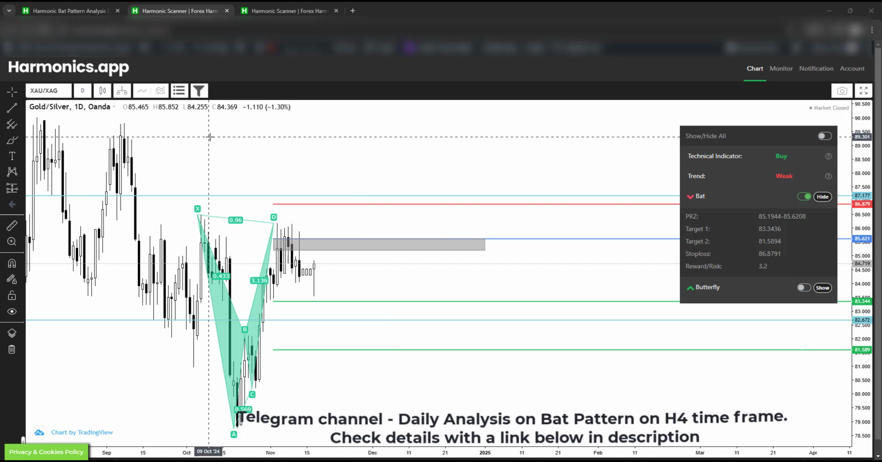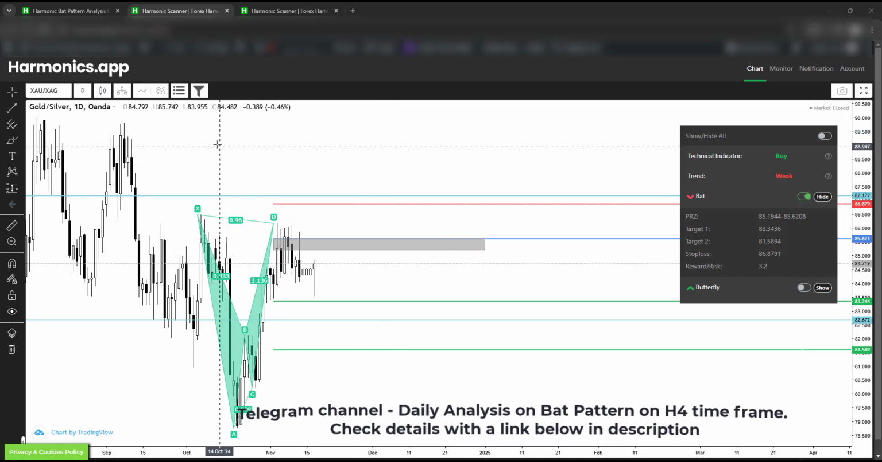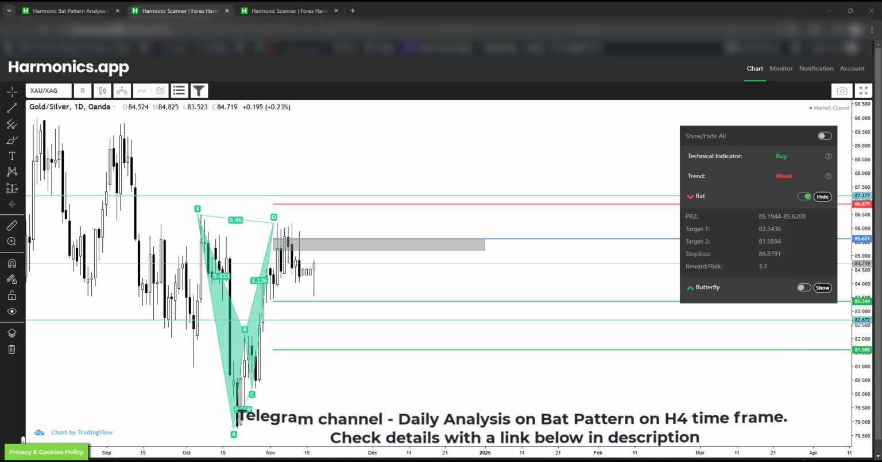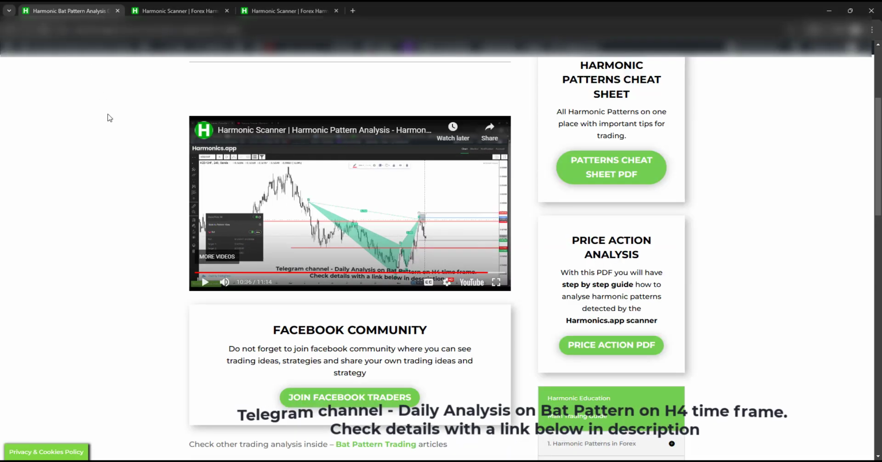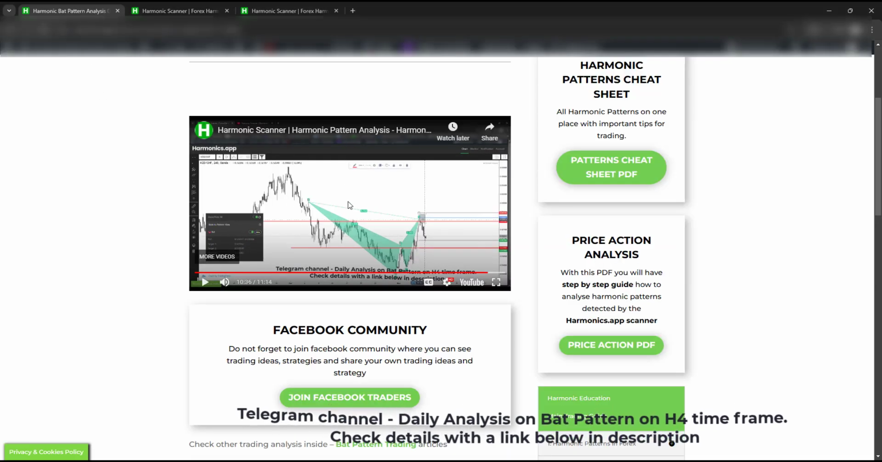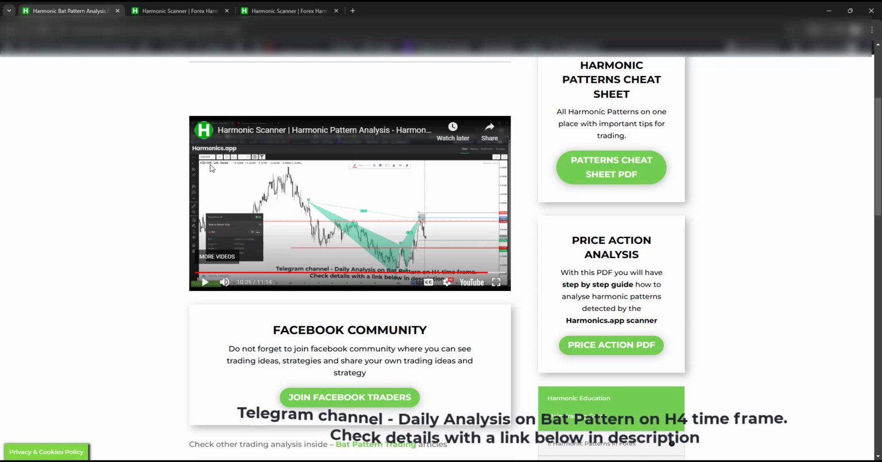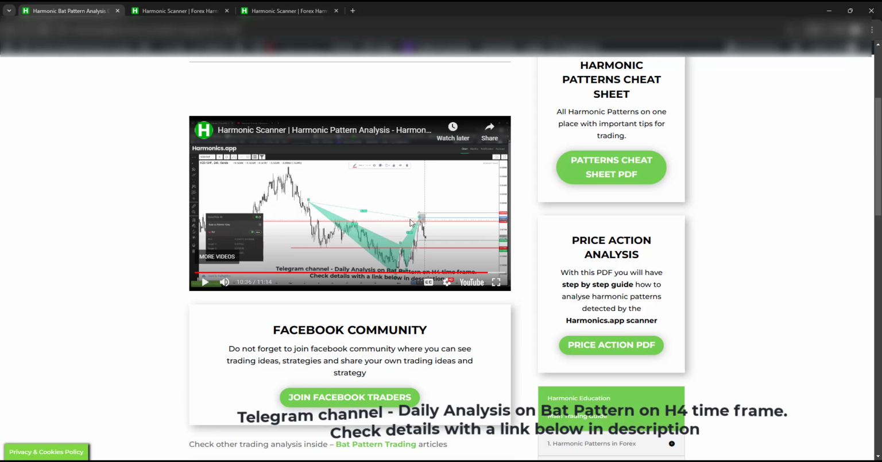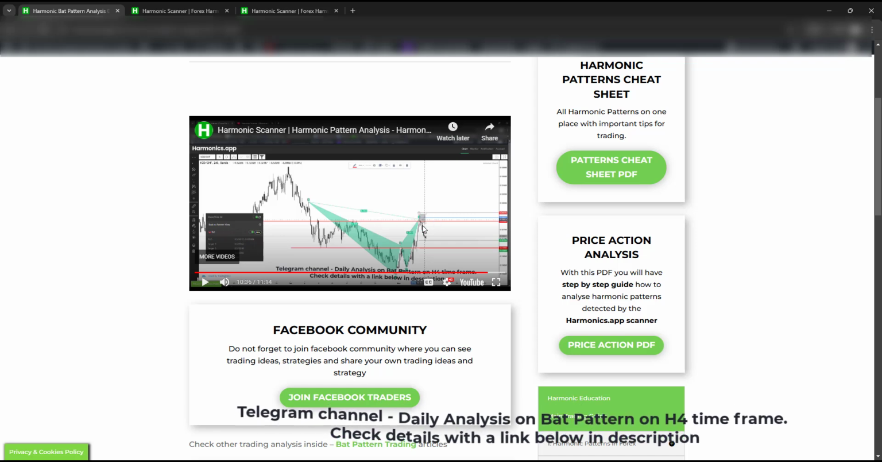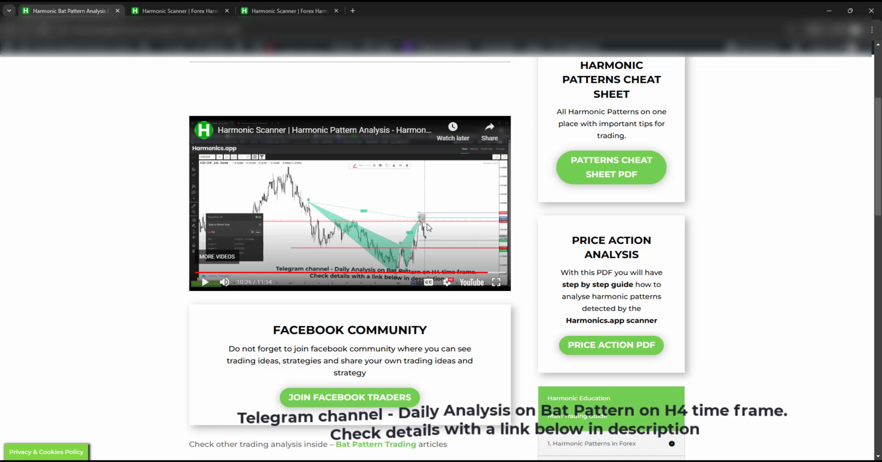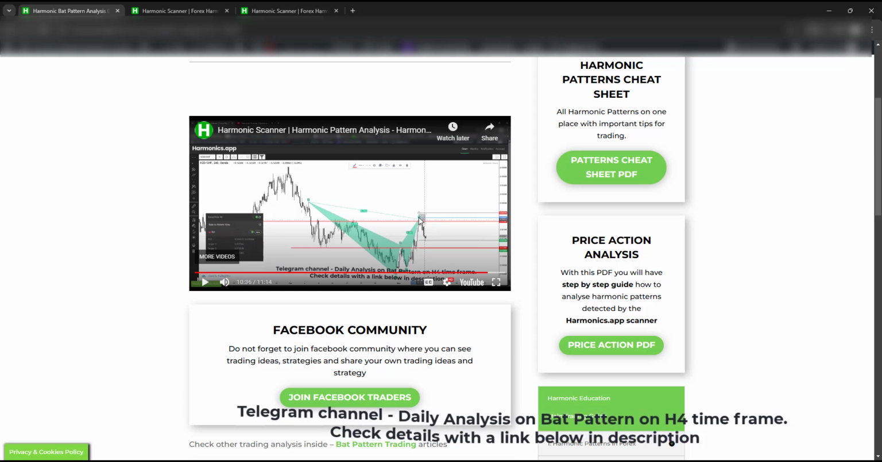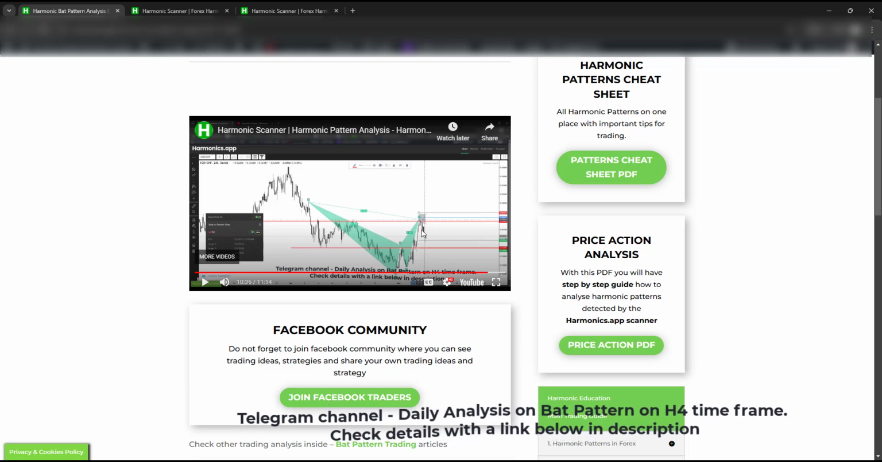And let's go to the second example, which I shared in the previous week. If I go here on the Harmonic SAP website, we have this video showing the New Zealand dollar against the CHF on the 4-hour time frame, where the price has formed this bearish bat pattern. If you have not watched the previous week analysis, feel free to check it so you can see all the details I mentioned.